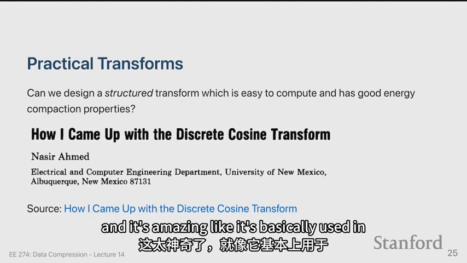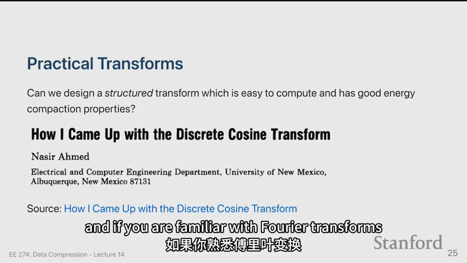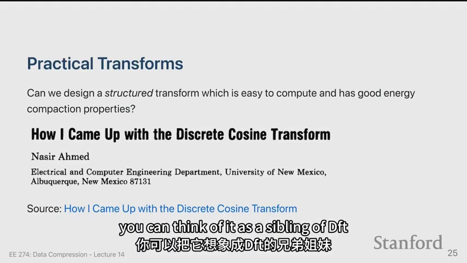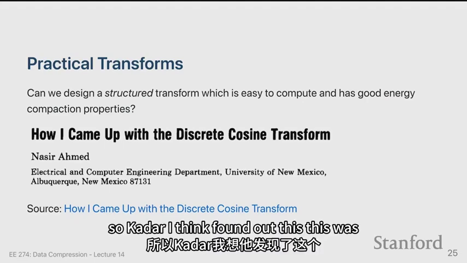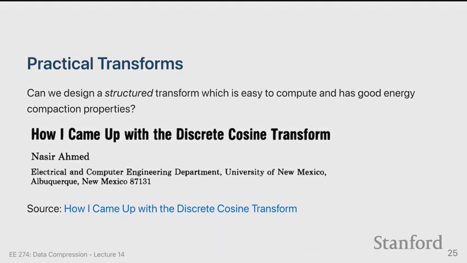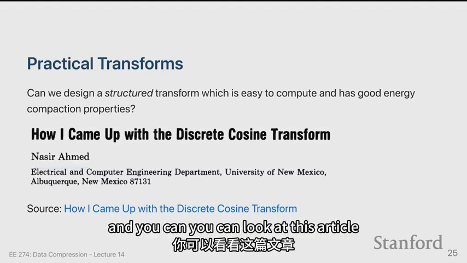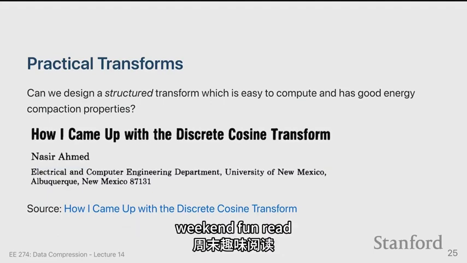It's amazing, it's basically used in so many compressors out there. If you are familiar with Fourier transforms, discrete Fourier transforms and the like, you can think of it as a sibling of the DFT. Basically, it's another one of the frequency transforms. And this is really funny. So Kedar, I think, found this, and it was really nice. He's the author who came up with the DCT idea. You can look at this article. It's actually a very fun read, a weekend fun read.